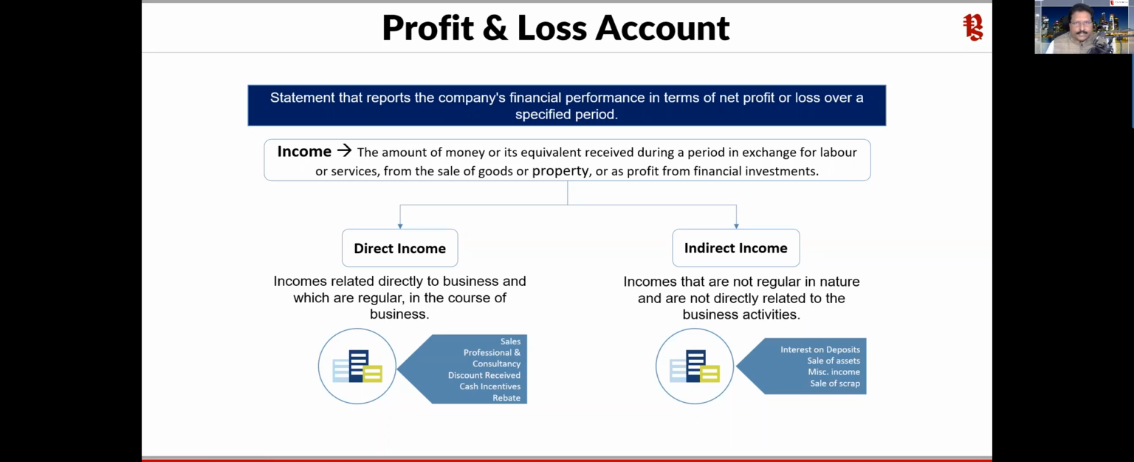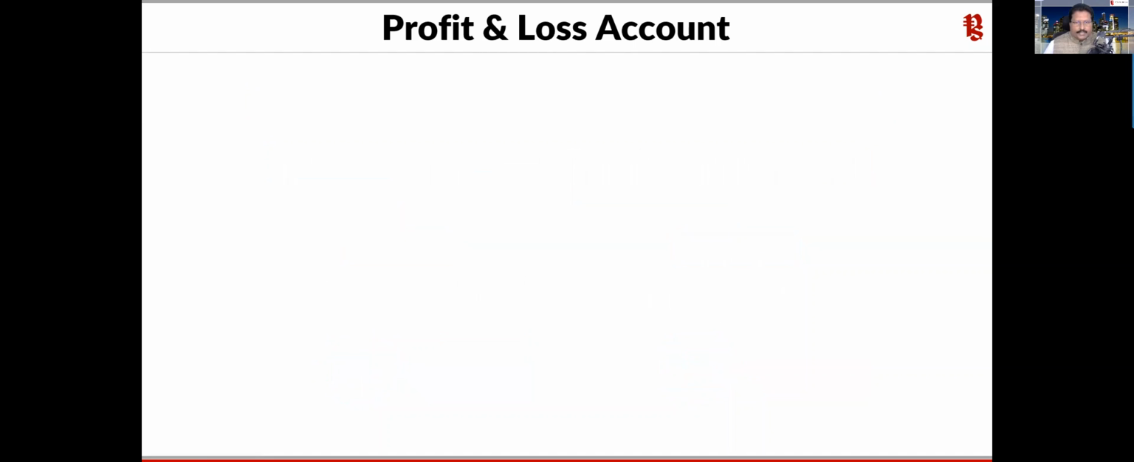Now, in the last session, we discussed the profit and loss account, the income side of the profit and loss account. So, in this session, today we will try and understand the components of expenses, which is the other side of your profit and loss account, right? So, let's just move on to the expenses part.